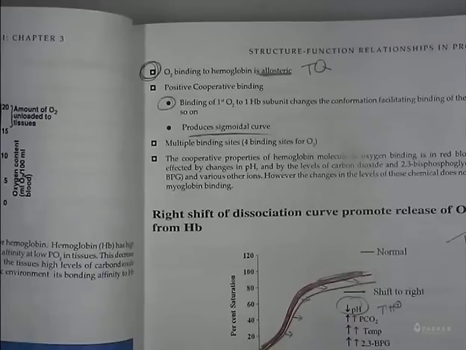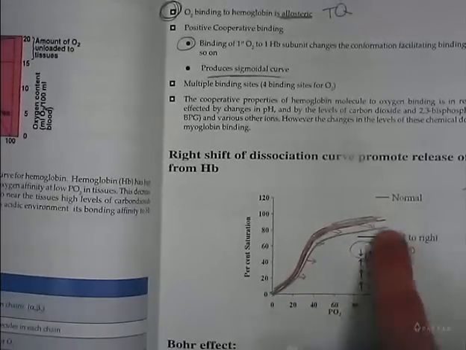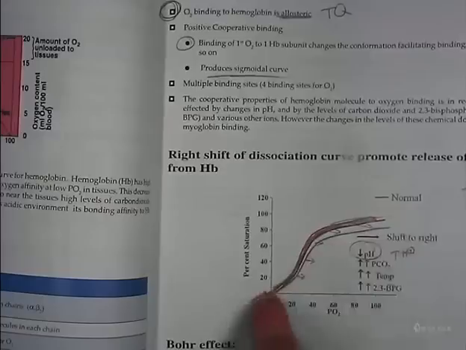Right shift, the hemoglobin unloads quicker. Yeah, but that's in the tissues. Yeah, so in the tissues, so I like to read it going this way. It's just easier for me.